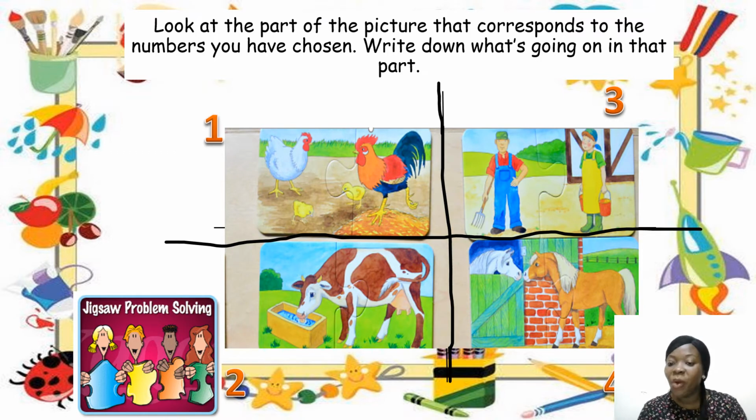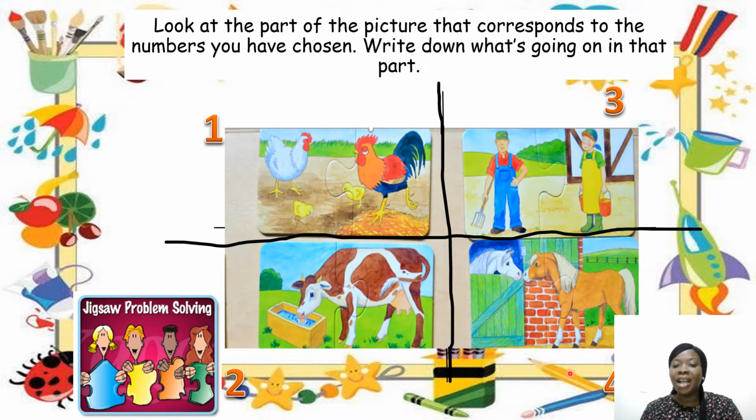Oh, wait. Before we find out what the rule is, look at the part of the picture that corresponds to the number you have chosen. Pause. Choose two numbers. Write down what's going on in that part of the picture you have chosen. I have four lovely pictures here. Choose two numbers. I have 1, 2, 3, 4. Choose two numbers, pause the video and have a go. What information can you get from the pictures? Pause the video and have a go.